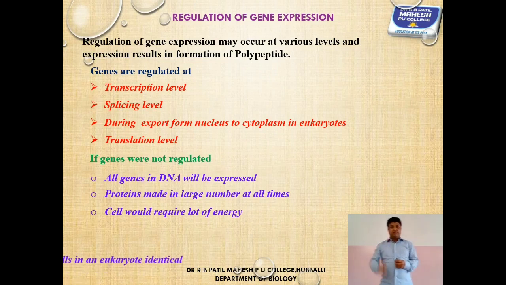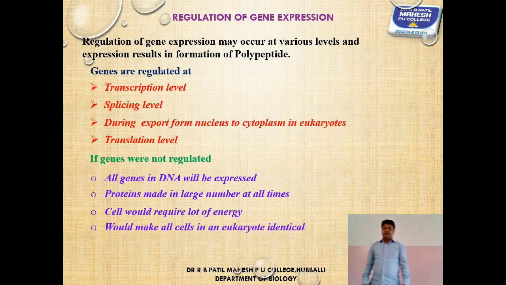So third one. And fourth one, as a result, if all genes are expressed, that would make all the eukaryotic cells identical. So these are the 4 reasons why all genes are not expressed at the same time.